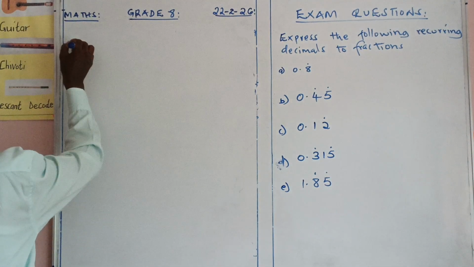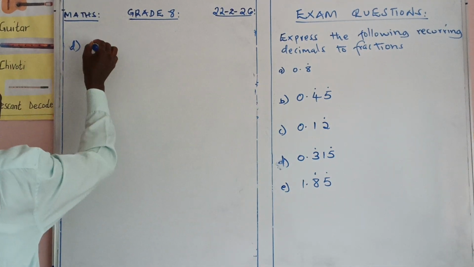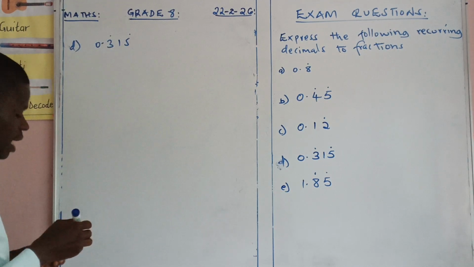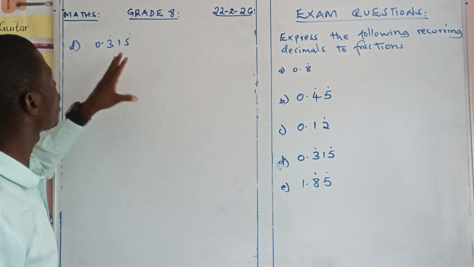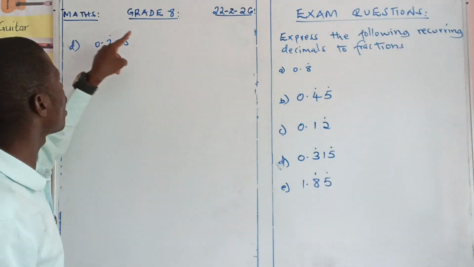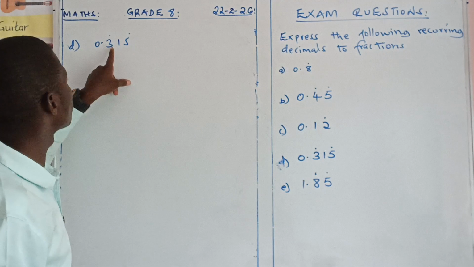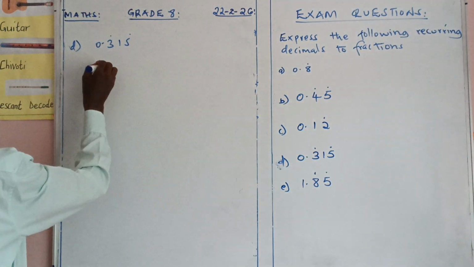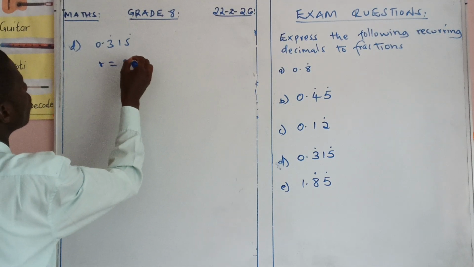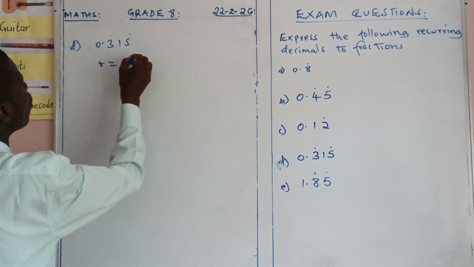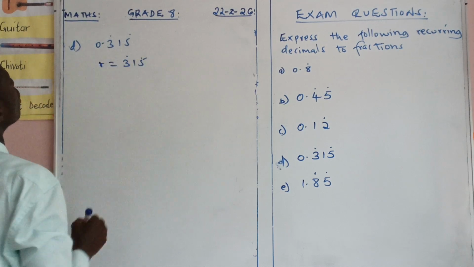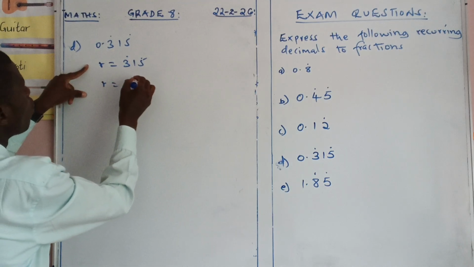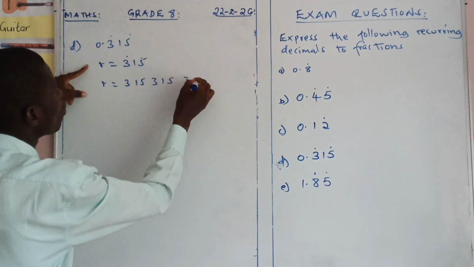But D, I have 0.315 with dots. I said that last time when we were dealing with this topic: if you have a dot on top of 3 and 5, what does that tell us? Both 3, 1, and 5 are recurring. So R is equal to 0.315315315.